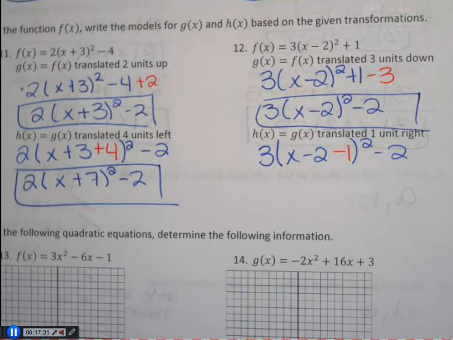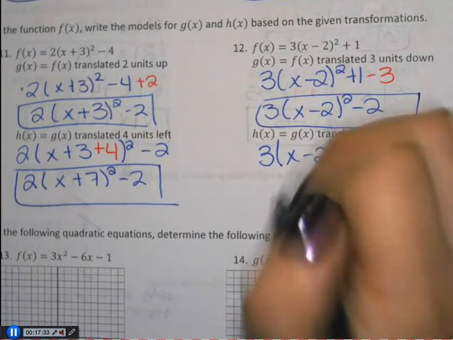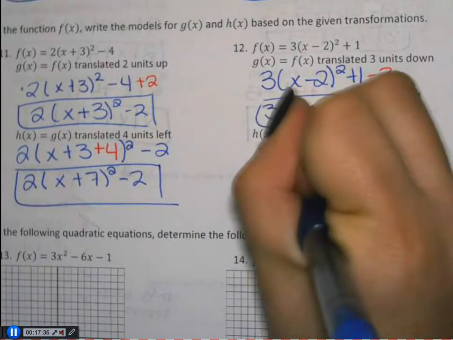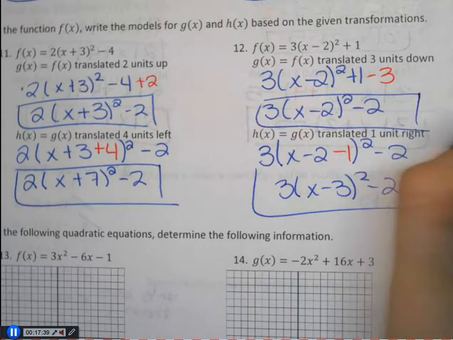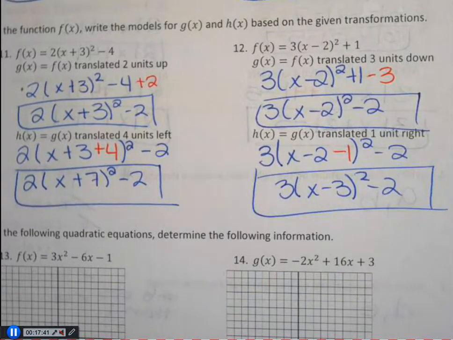So then that gets me (x - 3) squared minus 2. Questions on 11 and 12? Literally the same thing as number 1 and 2, except instead of absolute values, I have parentheses and squared.